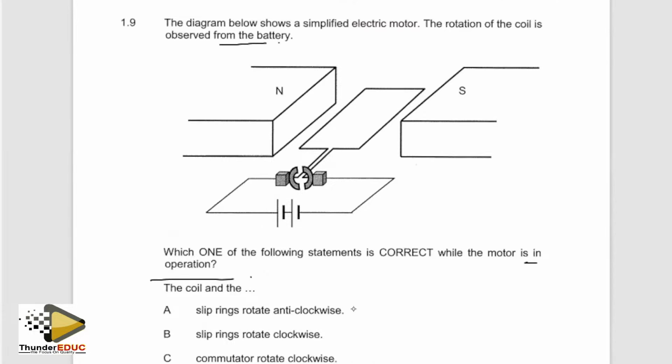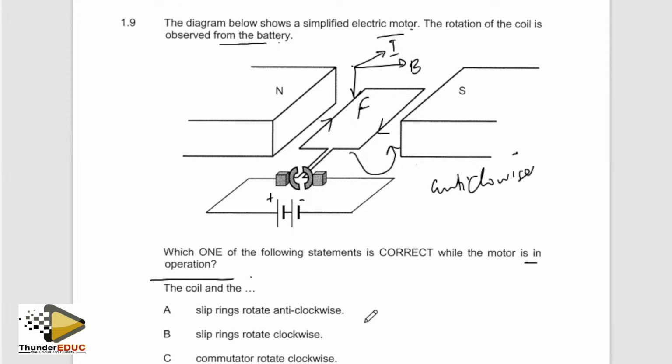If this is the positive terminal and this is the negative, we know that electricity will flow in that sort of direction. Now with the motor, we normally use the left-hand rule. So if this is our B, the current is acting in that direction. So the force is going to act downwards. That is the current, and that is the B. So the force is acting downwards, which means it's anti-clockwise.